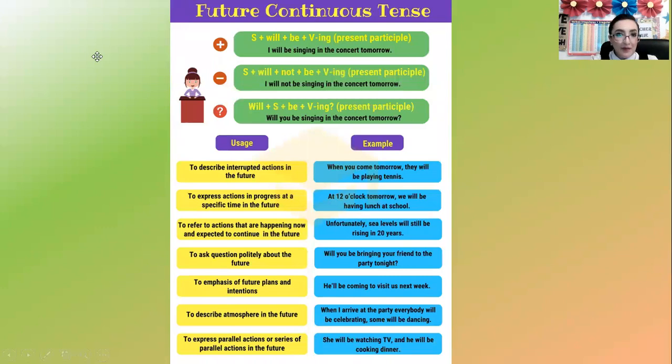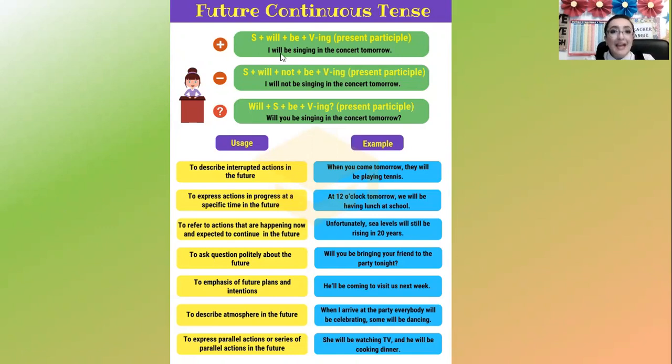Let me explain something else. Now that we know that we have will and going to, and what the differences between them are, let me tell you that we are also going to be having the future continuous. Future continuous, what is that? It is going to be amazing because you already know the continuous tenses. It is when you use the verb to be plus ing. When are we going to be using this? Here I'm going to be showing you.